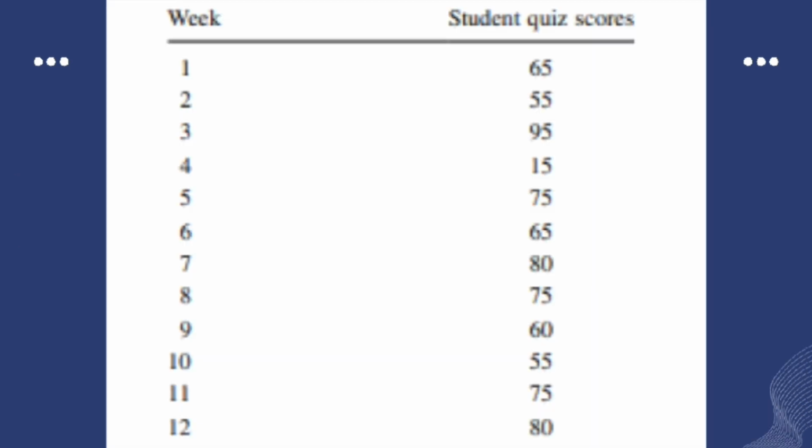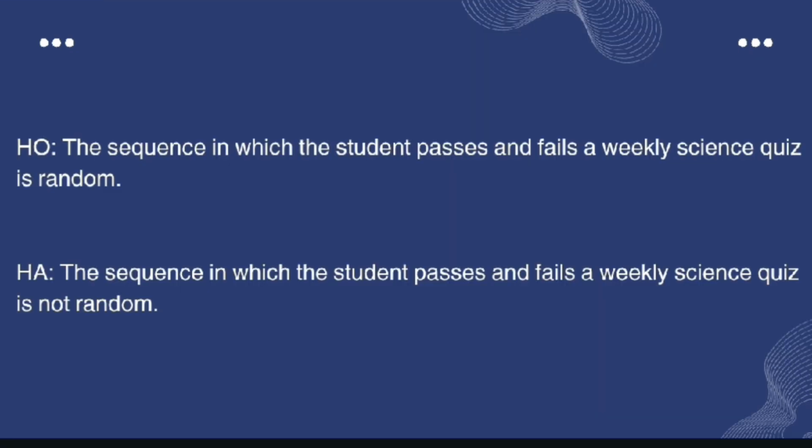So there is a table 9.1 where we can see week 1 to 12 and the scores of a student. So we have 65, 55, 95, 15, 75, 65, 80, 75, 60, 55, 75 and 80. So we have the null hypothesis and alternative hypothesis. For the null hypothesis, the sequence in which the student passes and fails a weekly science quiz is random. And for the alternative hypothesis, the sequence in which the student passes and fails a weekly science quiz is not random.